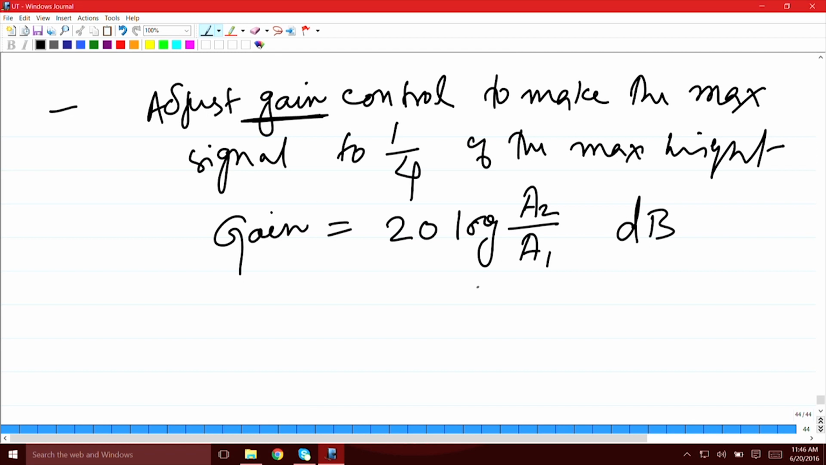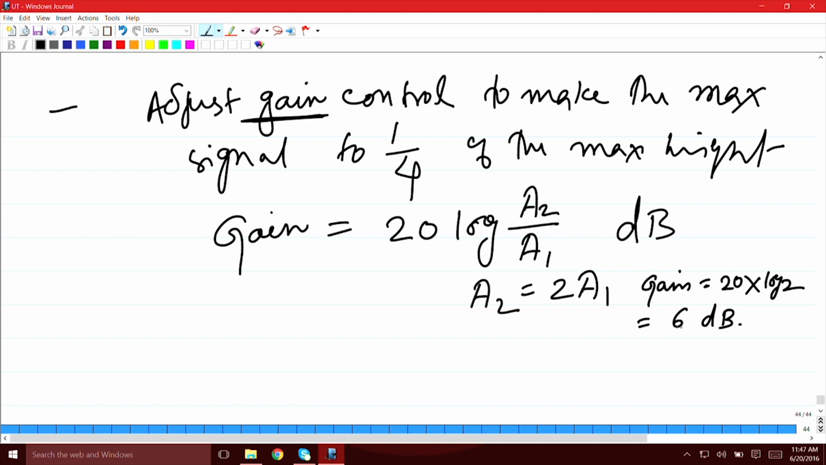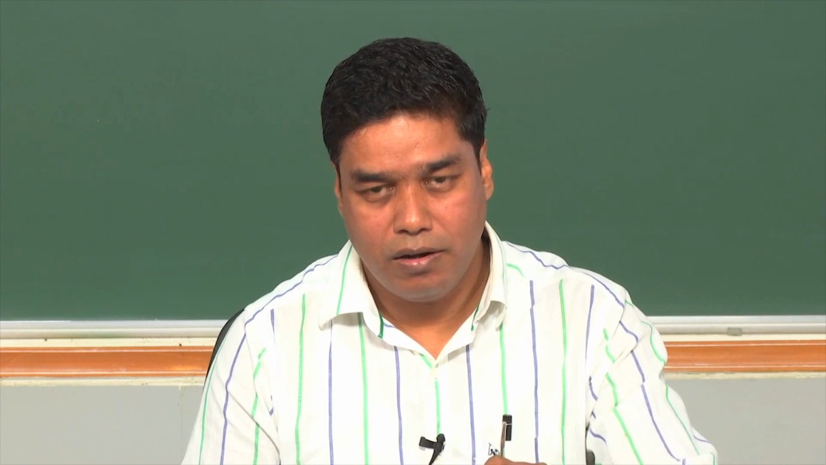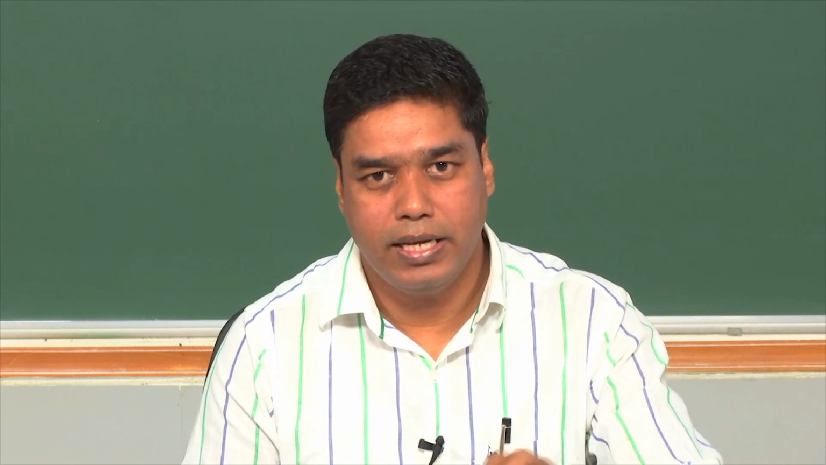For example, if you increase the amplitude twice, okay, then gain will be 20 into log 2, or 6 decibel. Okay. So, this is how gain is defined, and there will be a knob on the instrument. So, through turning that knob, you can adjust the gain, you can either increase or decrease it.